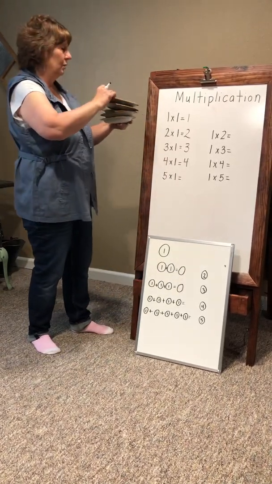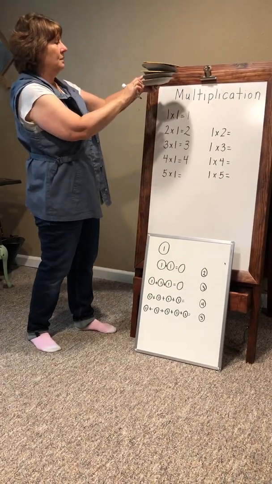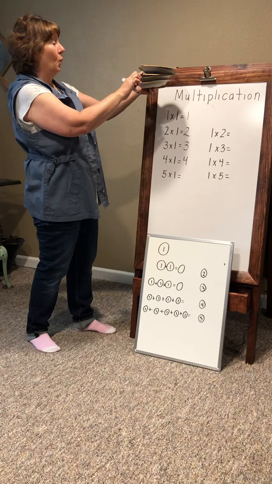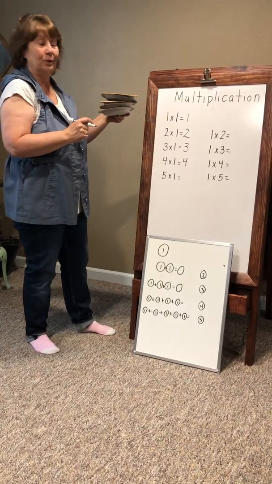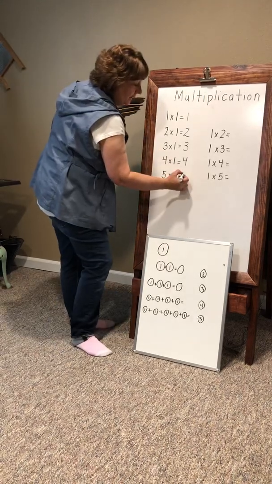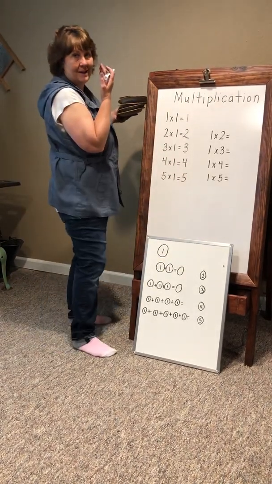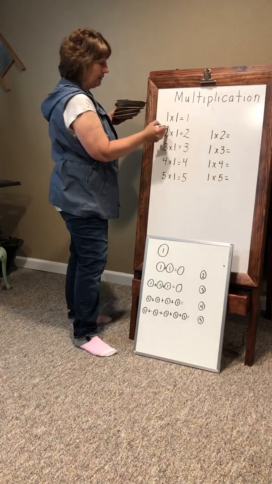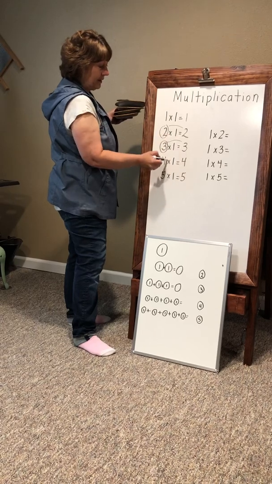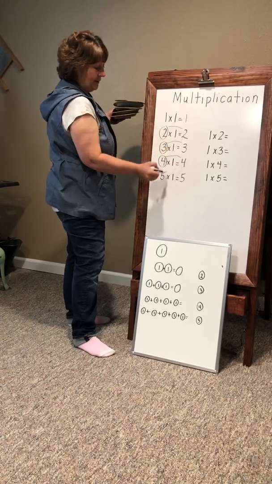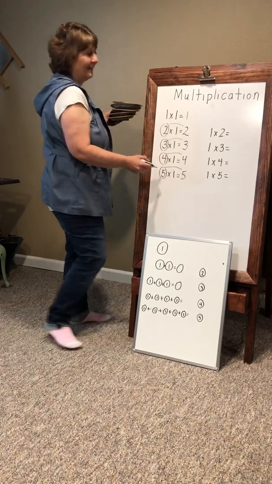Here's your 5th group with 1. So 1 plus 1 plus 1 plus 1 plus 1. That would be 5 groups with 1 in each one. Whenever you're multiplying times 1, the key is the answer is the other number. The answer is the other number. Whenever you multiply times 1, your answer is the other number.